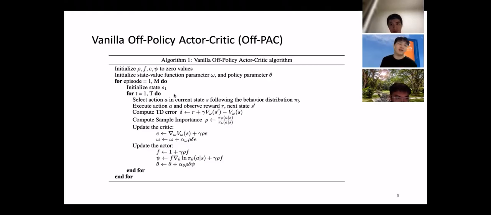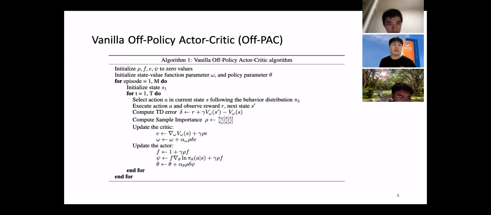So finally, this is what our vanilla version of the off-policy actor-critic algorithm looks like. In each step, we select an action A in the current state S following the behavior distribution pi B, and we execute this action and get a reward R and the next state S prime. Next, we compute the TD error, and we can also compute the sample importance.